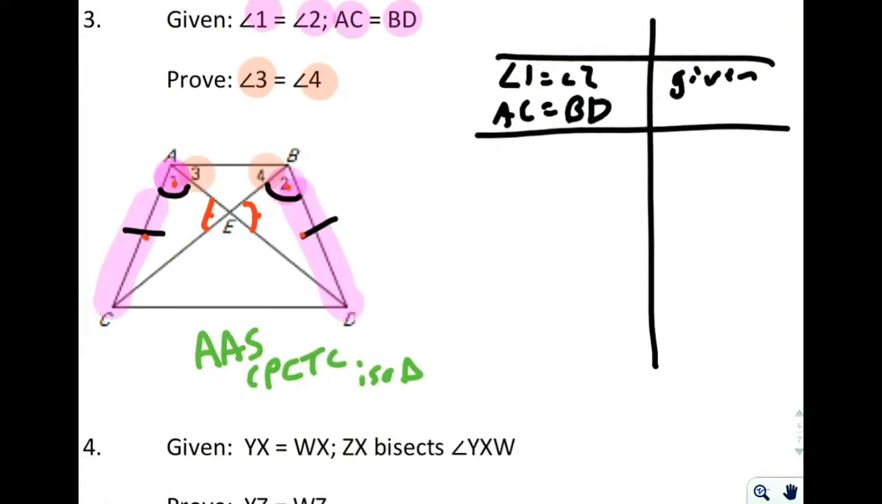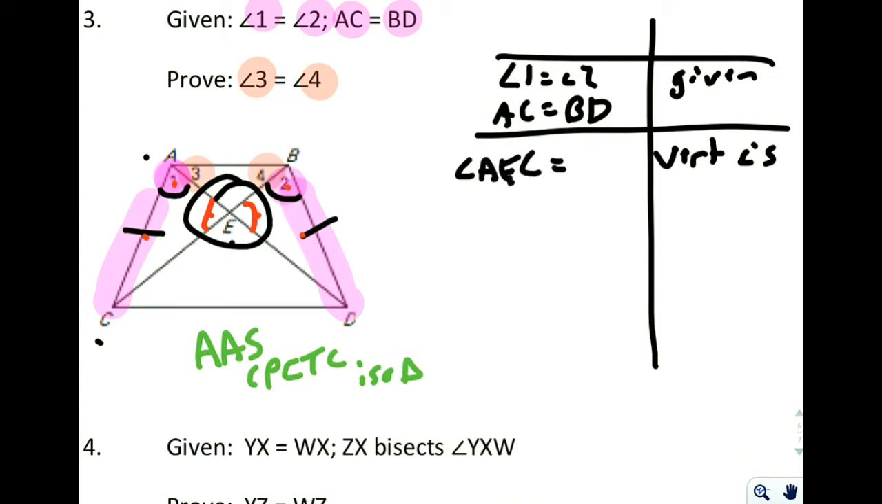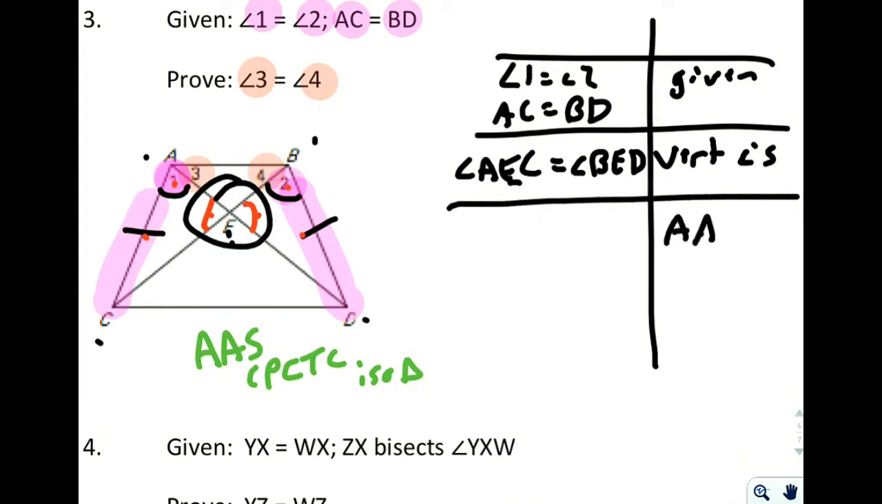Next thing, we want to get those angles in the middle here. We did that by vertical angles. So by vertical angles, we get that the angle E's are equal. So let's give it a three-letter name. Angle AEC is equal to angle BED. So we have our vertical angles giving us that. Now we've proven that the triangles are congruent by AAS, angle angle side.